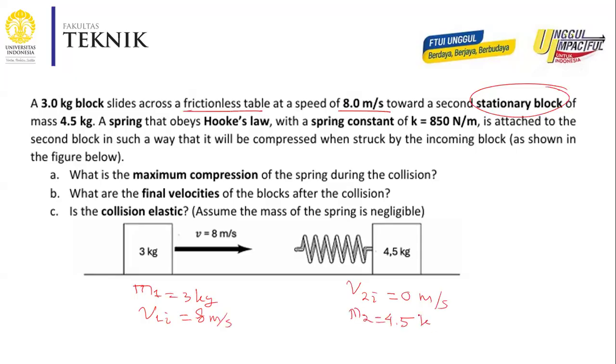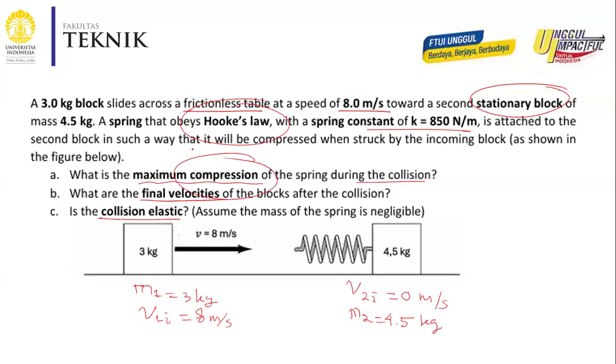4.5 kilograms. And there is a spring, which obeys Hooke's law with a spring constant k of 850 newtons per meter, attached to the second block in such a way that it will be compressed when struck by the incoming block. What is the maximum compression of the spring during the collision? What are the final velocities of the blocks after the collision, and is the collision elastic? So what is the maximum compression of the spring?